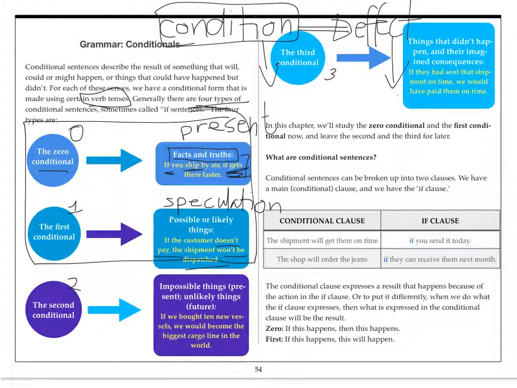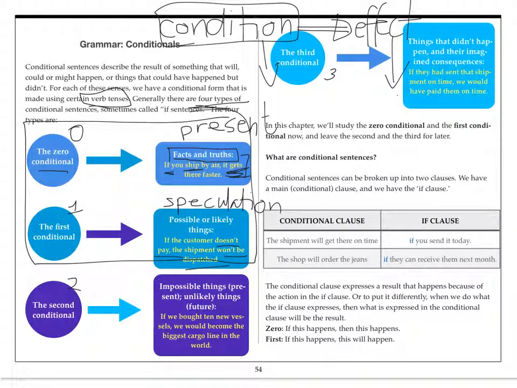Imagine the customer doesn't pay. If the customer doesn't pay, this will be what we will do, right? So this is when we make contingency plans in case something goes wrong, or we use it to speculate, or we use it to talk about things that are possible or likely.